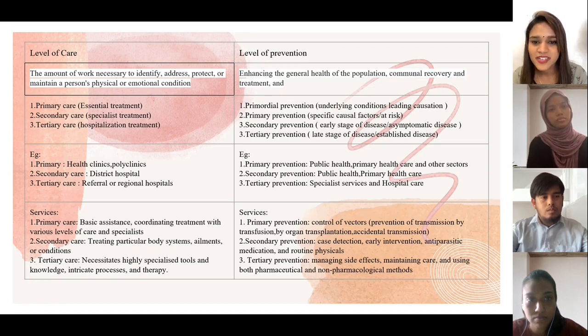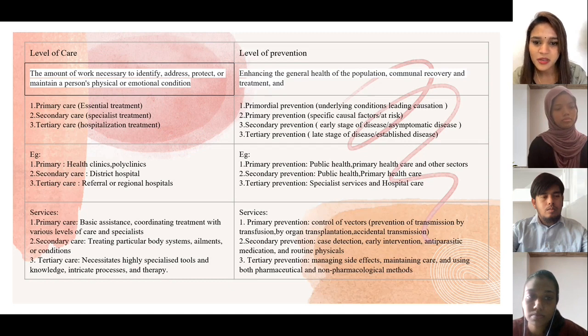For primary prevention, it's underlying condition leading to causation. For primary prevention, it's specific causal factors or at risk. And secondary prevention is early stage of disease or asymptomatic disease. For tertiary prevention, it's late stage of disease or established diseases.